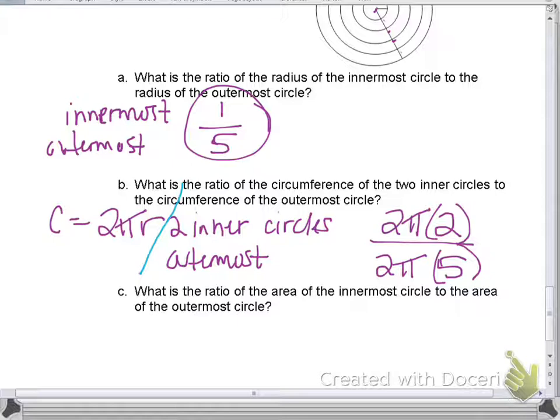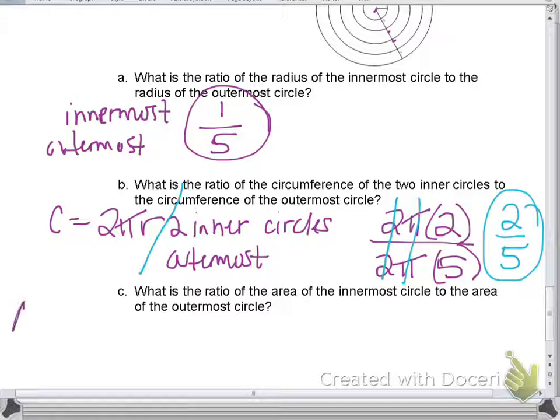So when we have something like this, we have 2 times pi times 2, over 2 times pi times 5. Since it's all multiplication, and these are factors, we can cancel out the factors that are the same. 2 divided by 2 is 1. Pi divided by pi is 1. So we're left with 2/5. And that's our ratio.